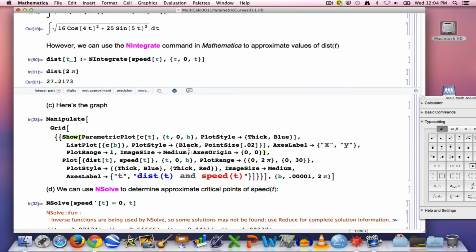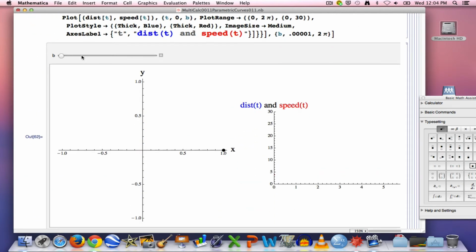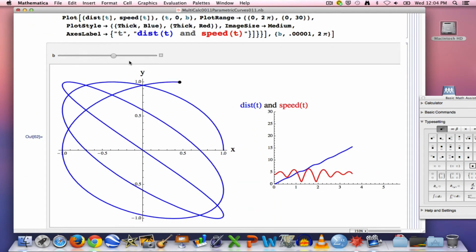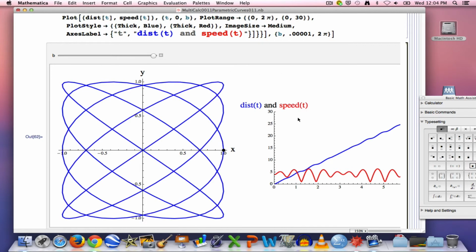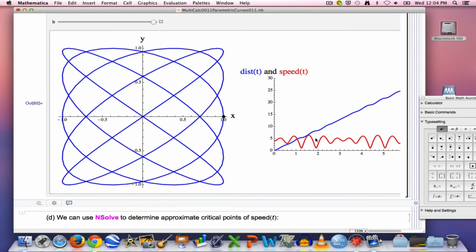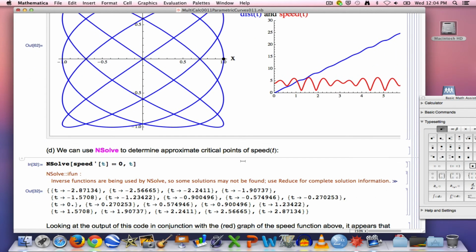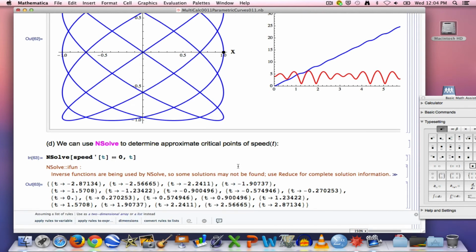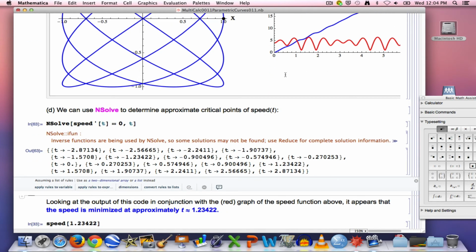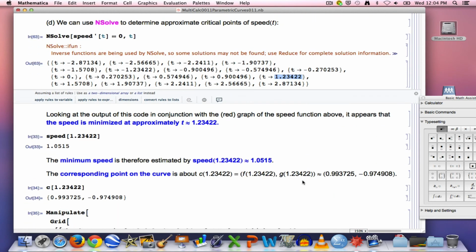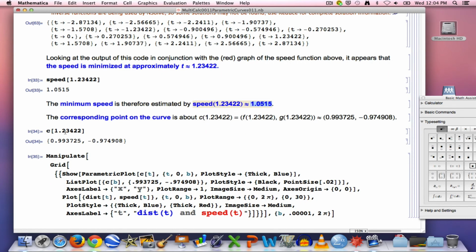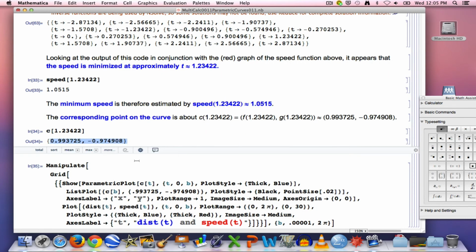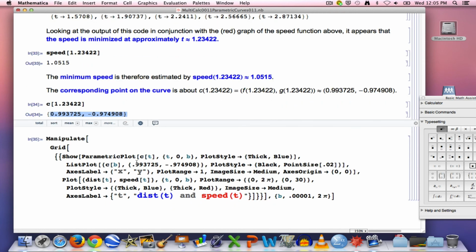It's further. Here's the graph. It's a similar graph, though not exactly the same. It's another Lissajous figure that again ends back where we started after 2 pi units of time. Here are the speed and distance traveled. And it turns out using NSolve you can figure out the critical points of speed. One where it's minimized is at about 1.2. Yes, this one right here, 1.23422. And you can approximate the minimum speed to be about 1.05 and the corresponding point to be at about 0.99 comma negative 0.97. And you can plot that in the graph as well.